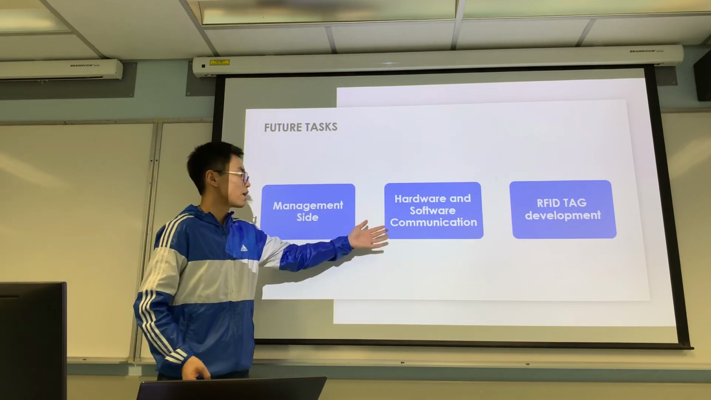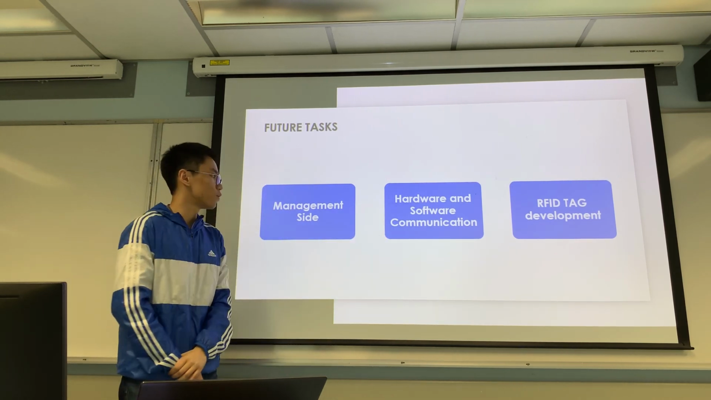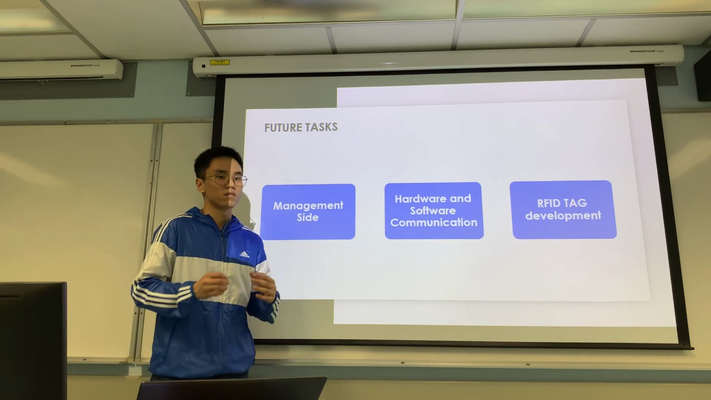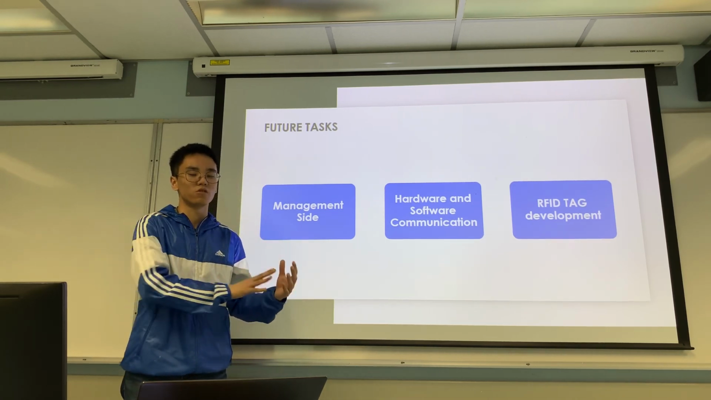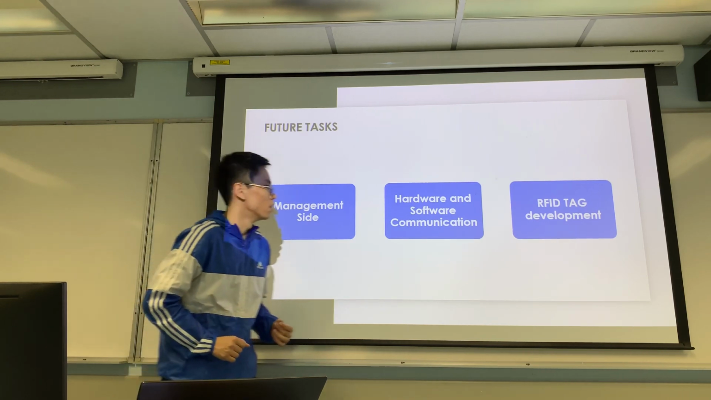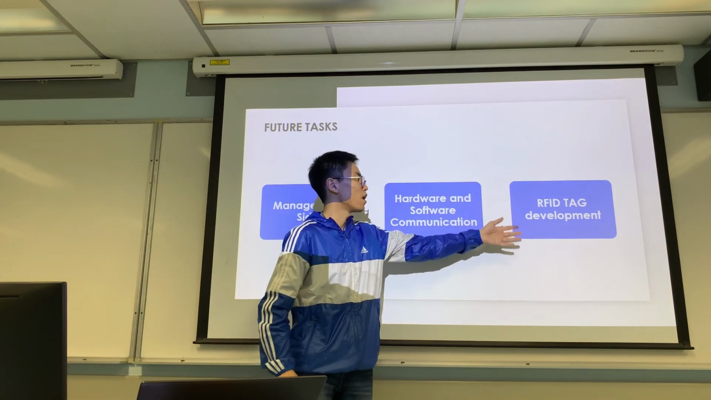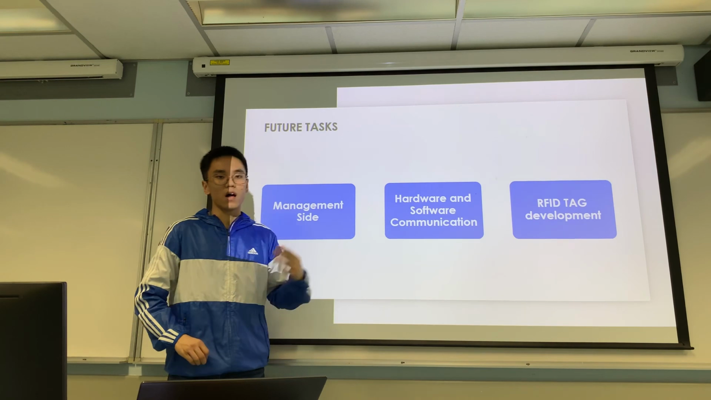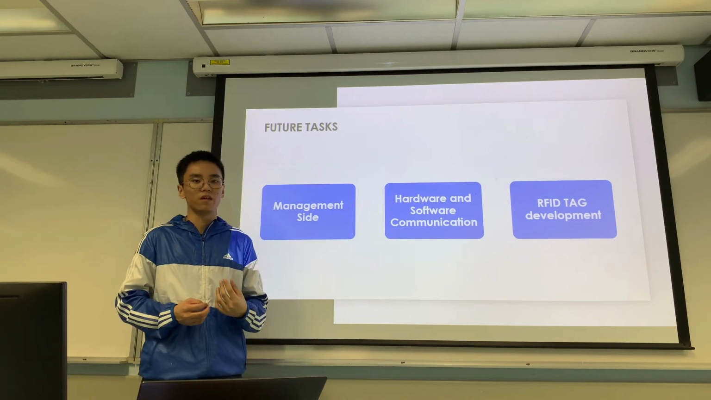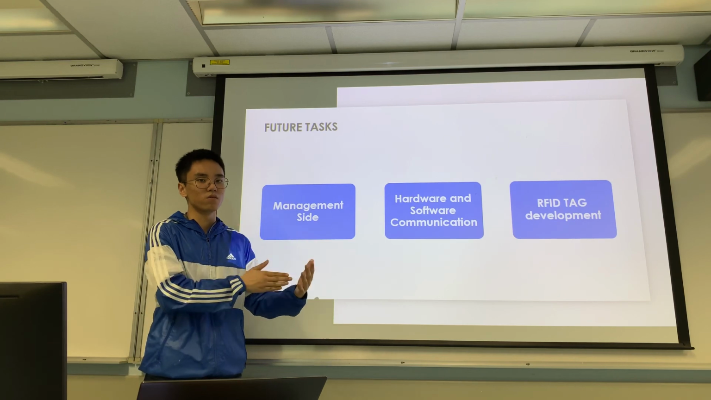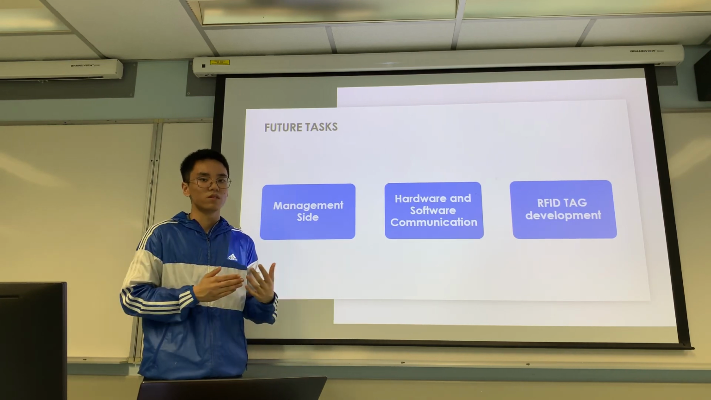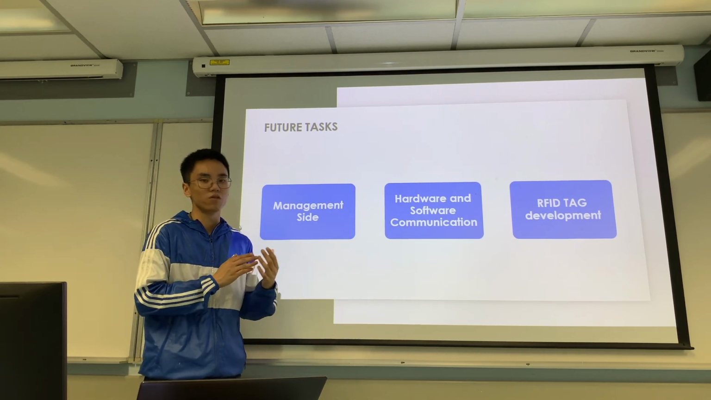The second part is the hardware and software communication. This is the key part to support our whole system for the data transmission and analysis. The last part is RFID tag development. As I mentioned before, the UID is the key for us to find the goods and the data we need. So we still haven't finished the UID design.